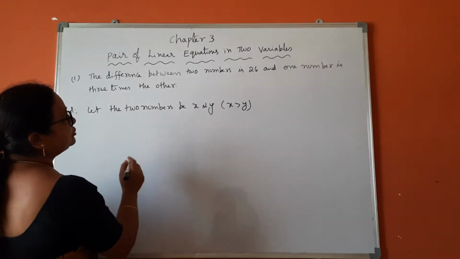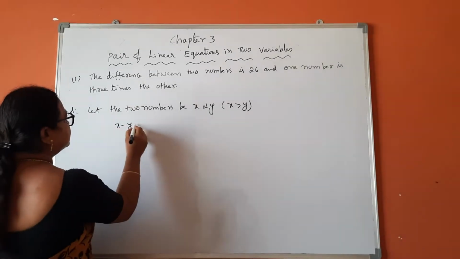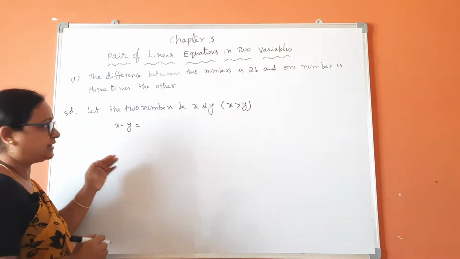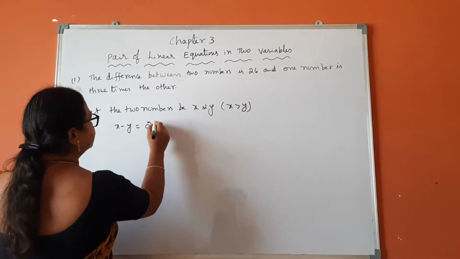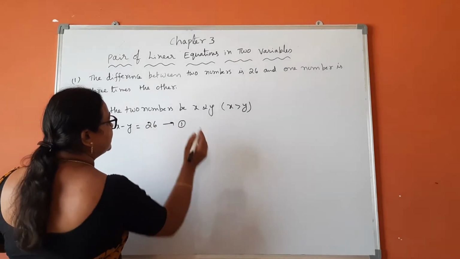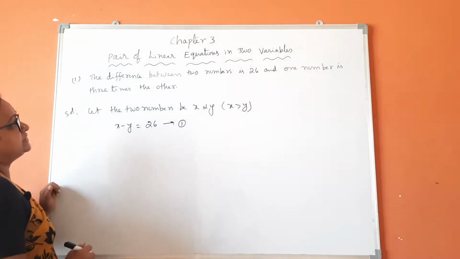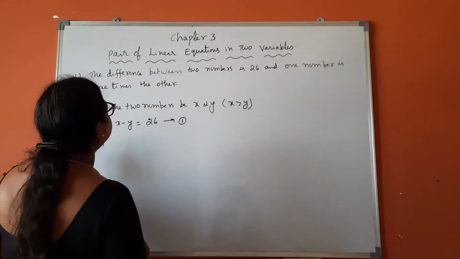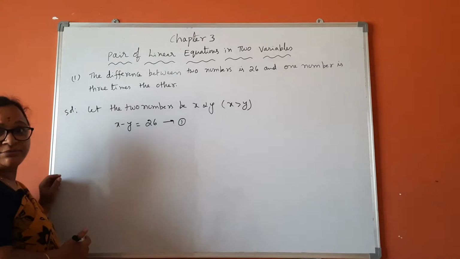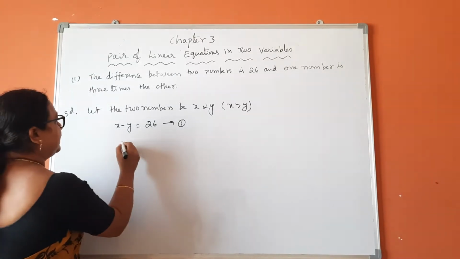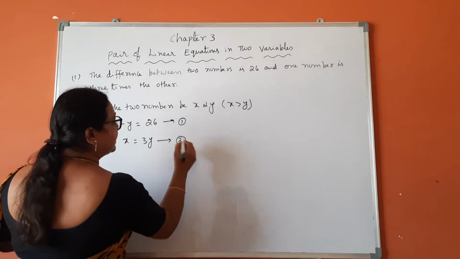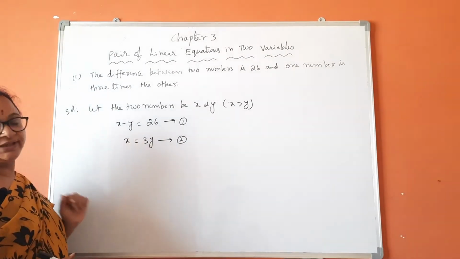Then the difference between two numbers, that means x minus y is equal to, difference means always bigger number minus smaller number. x minus y is 26. This is our first linear equation in two variables. Then the second condition is one number is 3 times the other. Obviously the bigger number will be 3 times the smaller number. That means x is equal to 3y. This is our second linear equation in two variables.